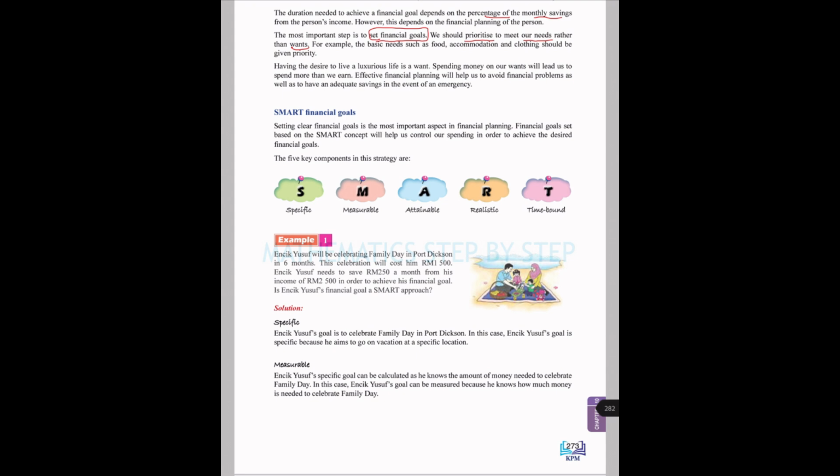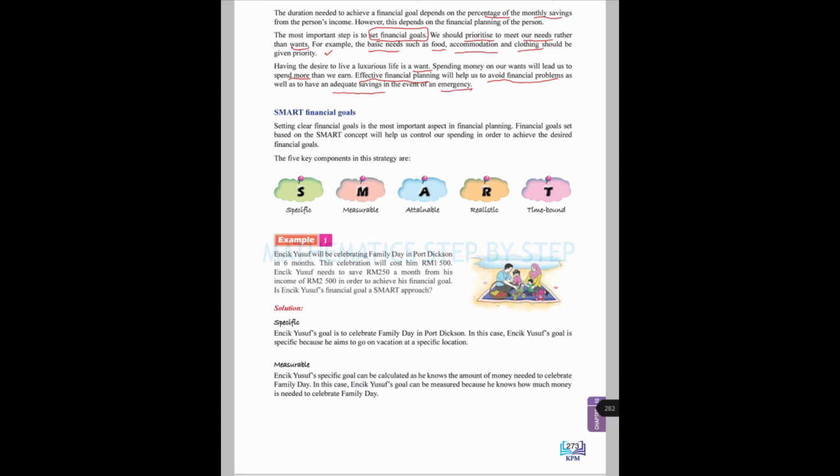Okay, so the basic needs such as food, accommodation, and clothing should be given priority. Having the desire to live a luxurious life is a want. Spending money on our wants will lead us to spend more than what we earn. Okay, so effective financial planning will help us to avoid financial problems, as well as to have adequate savings in the event of an emergency.